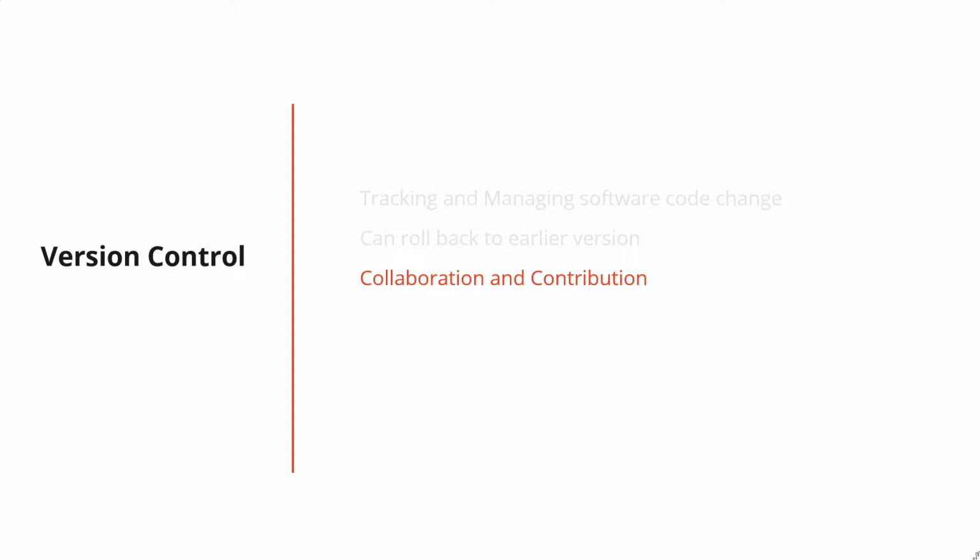It facilitates collaboration and contribution among developers because every member can have their own copy of the code on their local machine, and it's called the branching feature. We'll discuss it in a bit. So the tools that help facilitate version control are called version control systems. They are also called source code management, SCM, or revision control systems.